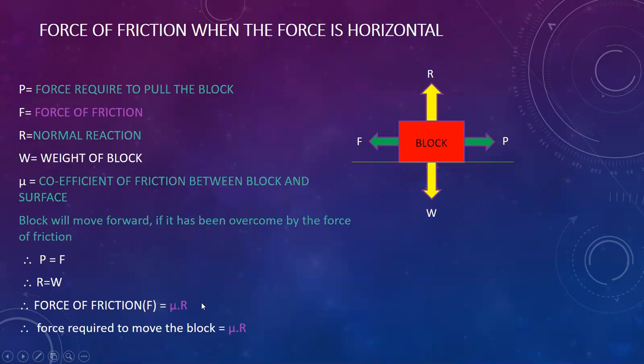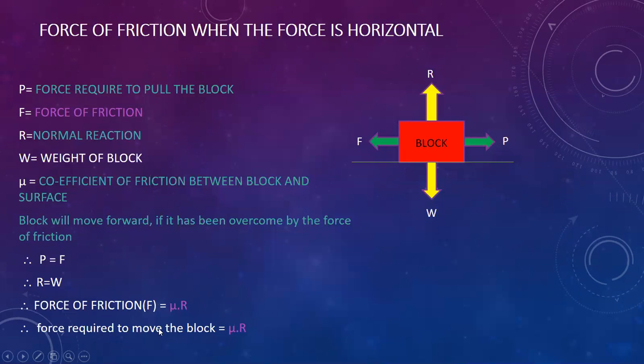The force of friction: you already know one equation from the law of friction. F by R is equal to mu, or you can write that the force of friction is equal to mu into R. What is mu? The coefficient of friction, multiplied by the normal reaction gives the force of friction. R is also equal to W, so you can change R and W: mu into R or mu into W. W is equal to mg, so it is also mu into R, or mu into W, or mu into m into g.